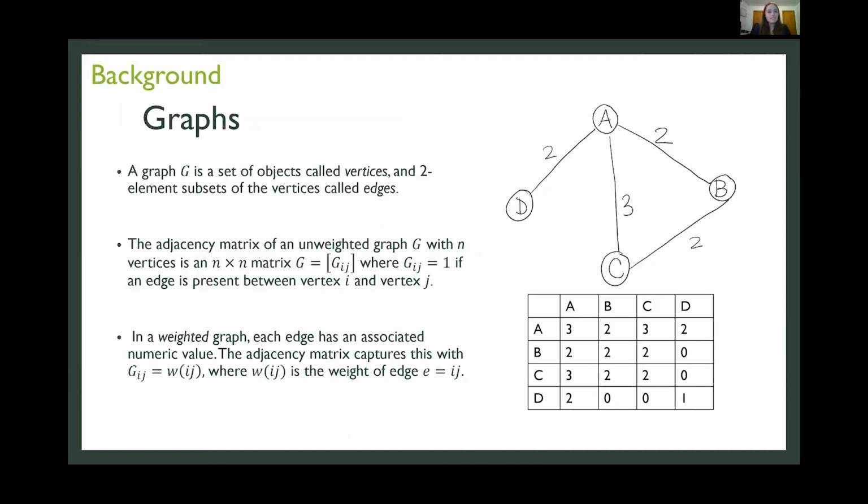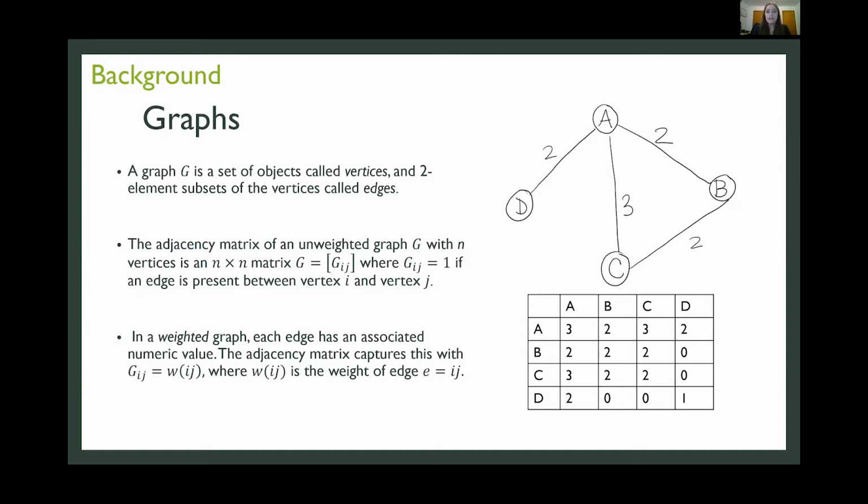So to start, just a little background. What is a graph? Well, a graph is just a set of objects called vertices and two element subsets of those vertices called edges. And we can represent a graph visually, like we see in the top right here. This graph has four vertices, A, B, C, and D, and there are four edges between those vertices. For instance, there's an edge between A and B, and in this case, it has a weight of 2.